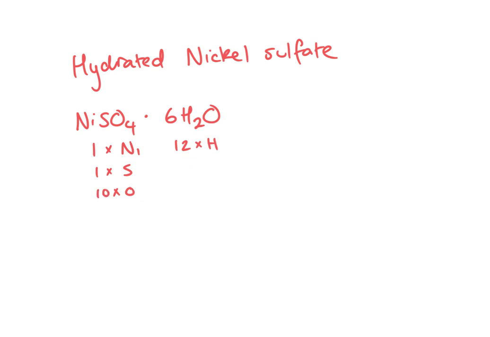And then we can do our relative formula mass using the ARs from the periodic table. So I'm looking, and nickel is 59, so it's going to be 1 times 59 added to 1 times sulfur, which is 32. 10 times oxygen is 16 from the periodic table, and hydrogen weighs 1, so it's 12 times 1. Now I'm just going to do that sum and add it up. And the total that we get there for the relative formula mass of that compound is 263.